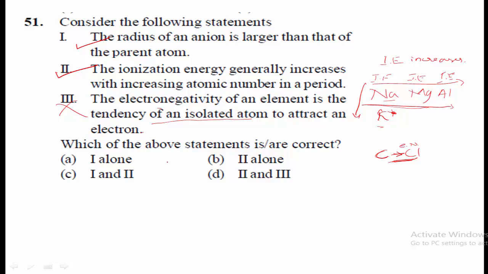This option is wrong. Therefore, among these three statements, the first and second statements are right. So which option is right here? 1 alone, 2 alone, 1 and 2, 2 and 3.